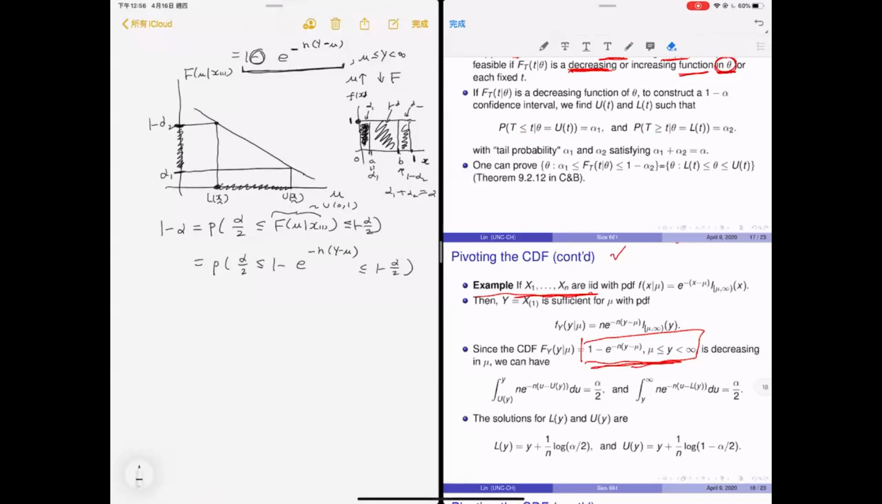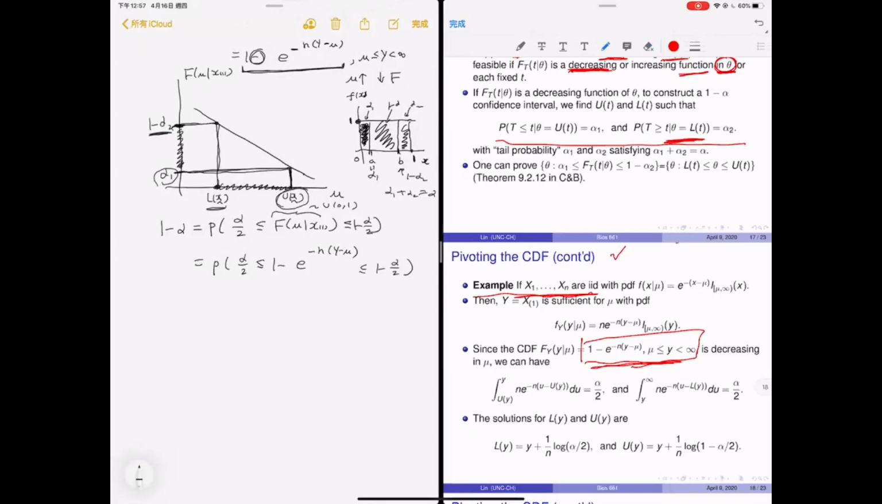So right here I really give you a general approach. If you want to find the upper bound of mu, you use alpha 1, because of the monotone decreasing function property. Finding the upper bound of mu uses the lower bound of the CDF, alpha 1 right here. Then finding the lower bound of mu uses the upper bound of the CDF. The rest becomes equation solving.